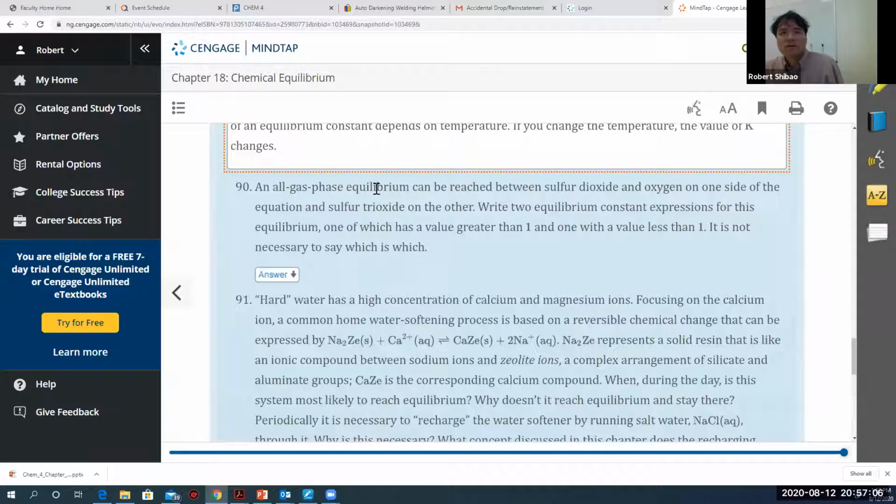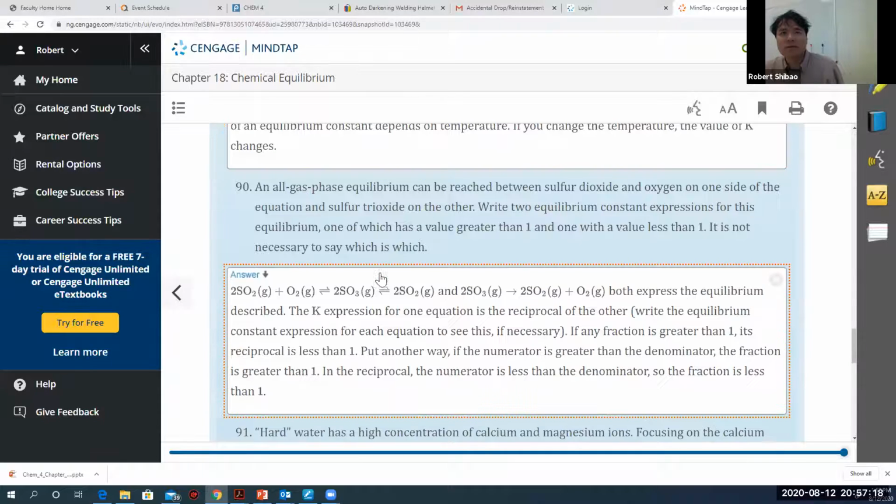An all gas phase equilibrium can be reached between sulfur dioxide and oxygen on one side of the equation and sulfur trioxide on the other. Write the two equilibrium constants. So we've got to just write the equation and write the equilibrium constant. So we write the equation, write the equilibrium constant.